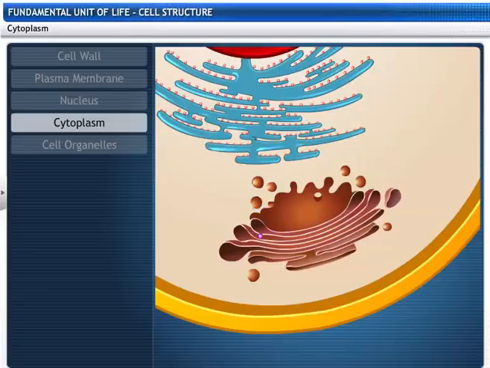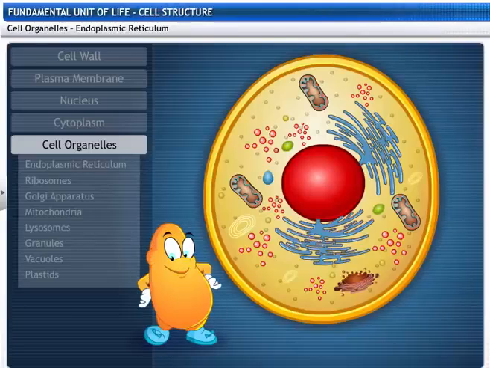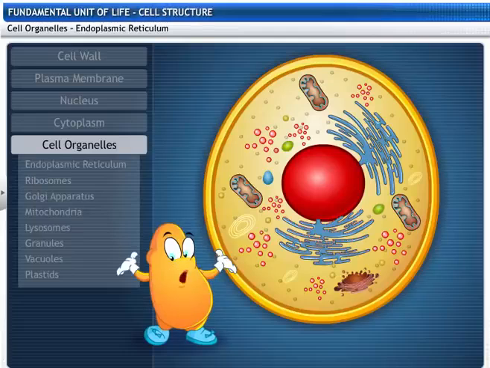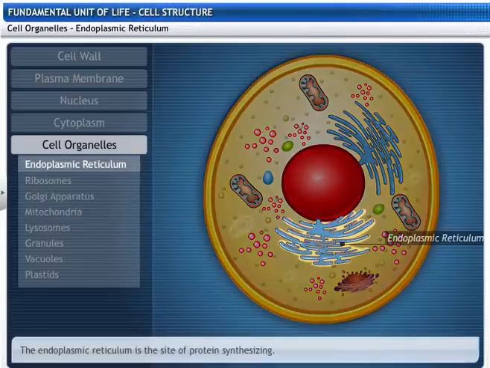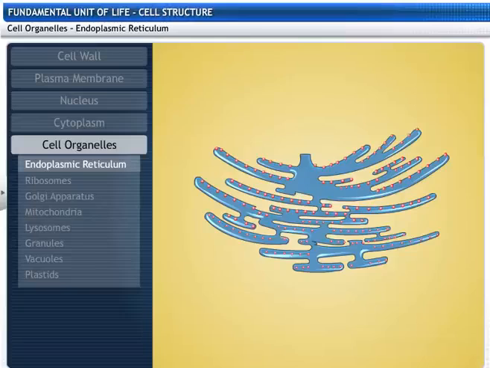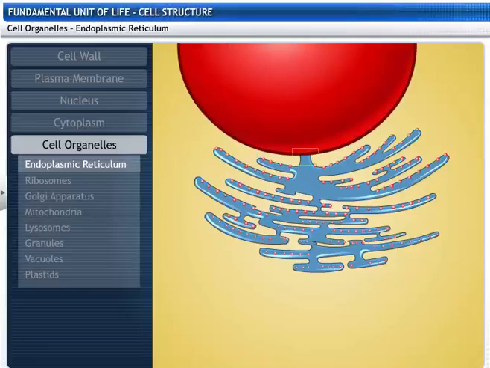Cytoplasm supports and protects the cell organelles that perform different metabolic functions. Did you know that the cell has different organelles? We will explore them now. This is the protein synthesizing site of the cell, called the endoplasmic reticulum. It is an irregular network of double tubular membrane, continuous with the nuclear membrane on the inside.